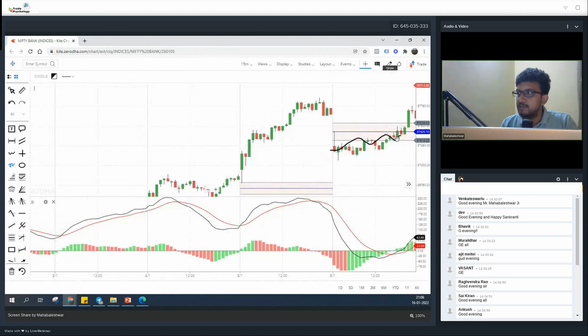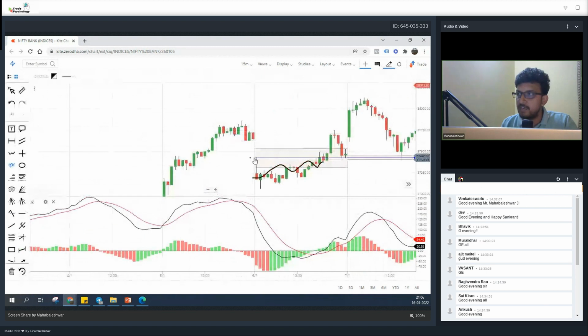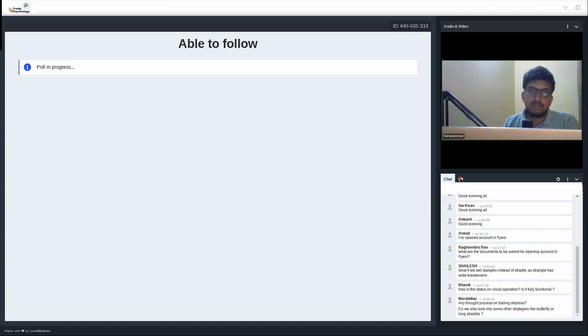And also it was a wide CPR, so it was almost flat. You can see the starting and closing was almost the same. You need to see the starting and closing. It started around this level and closed around the same level, approximately.